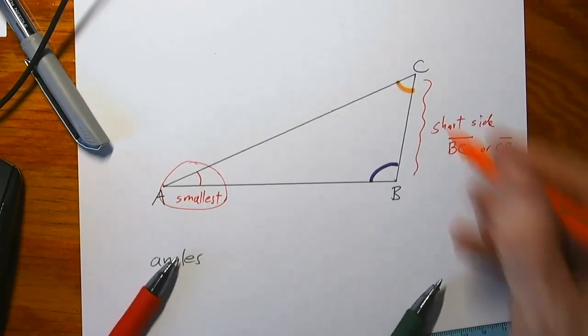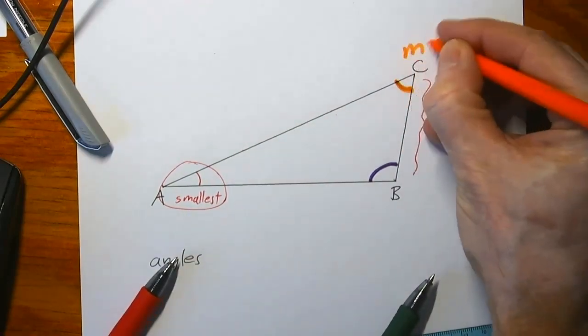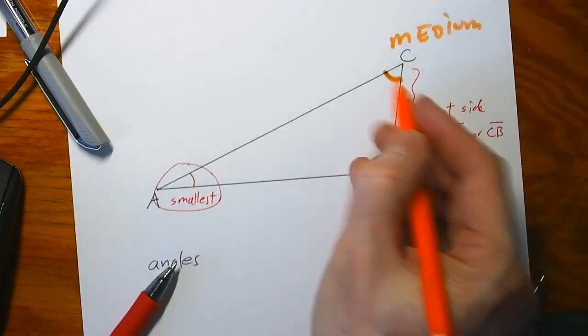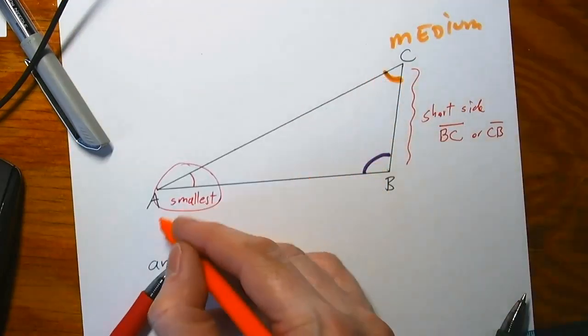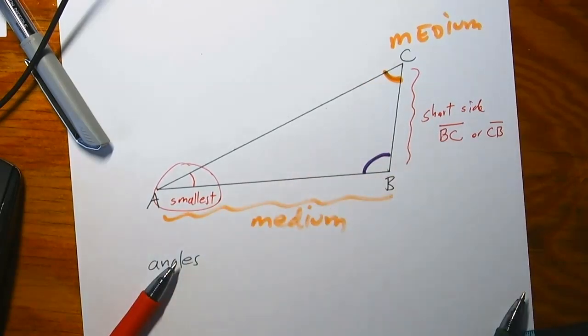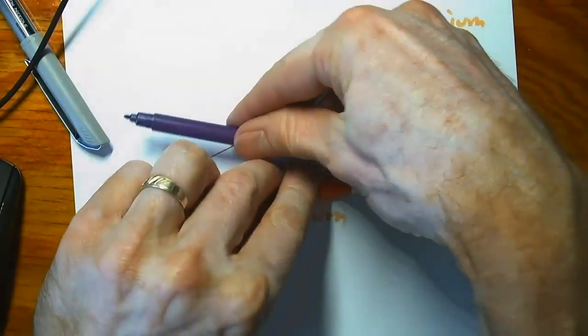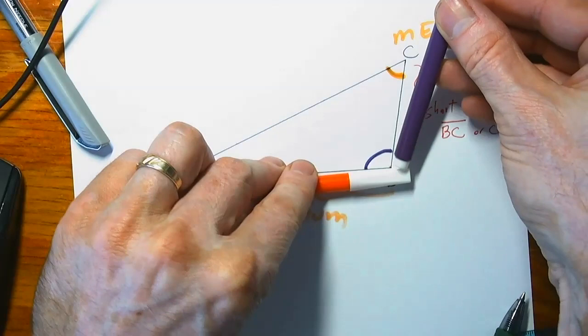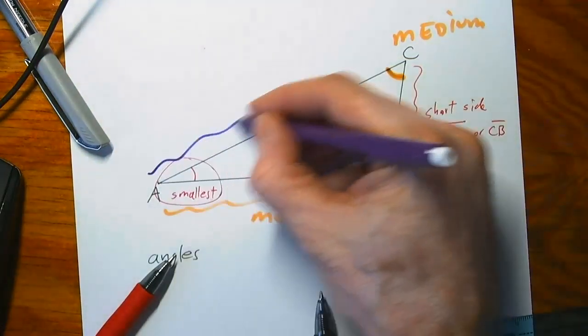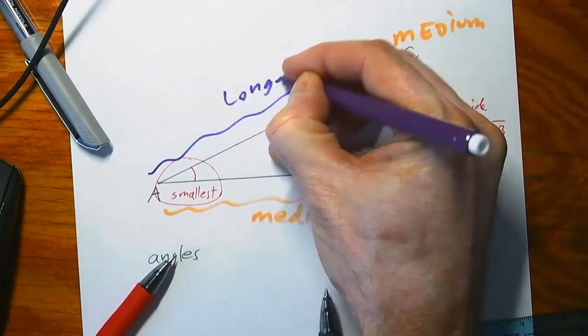The next biggest angle looks like C. It looks like the medium-sized angle. So go opposite to it, not touching it, all the way across. This side looks like the medium length. And lastly, this is the biggest angle. Look how big that is. It's obtuse. Then go opposite, not touching. Wow, that's the longest side.